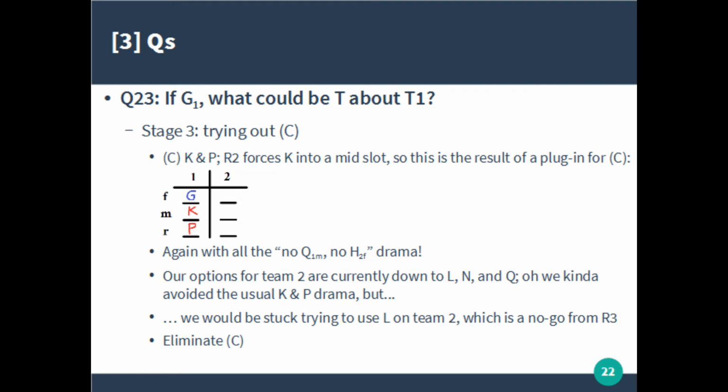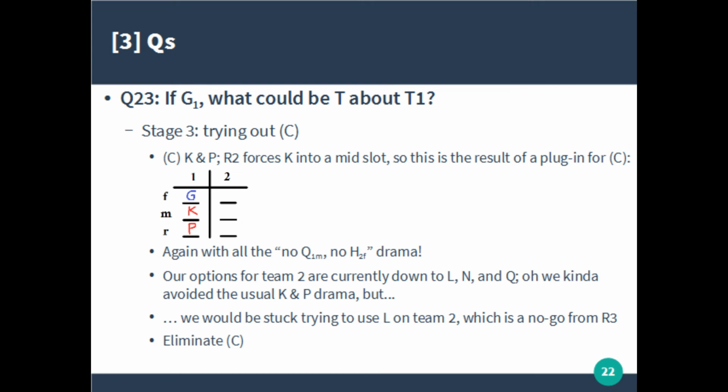That means that H cannot be used in the front slot of Team 2, and that restricts our options to L, N, and Q. So we did manage to avoid the K and P drama that we've been seeing in other questions, but that would leave us with the unenviable task of trying to use L on Team 2, because again, if we're down to L, N, and Q, and we have to use all 3 on Team 2 in this situation to finish it out, but L, of course, according to Rule 3, cannot be on Team 2. If we're using L, it has to be on Team 1, so we also eliminate C.